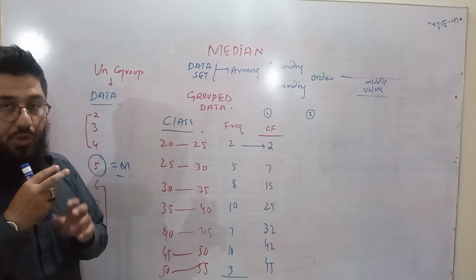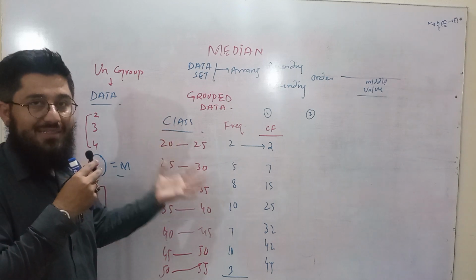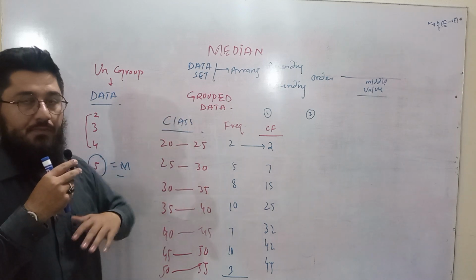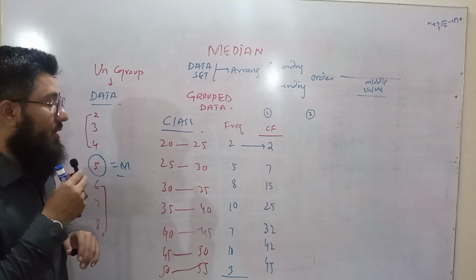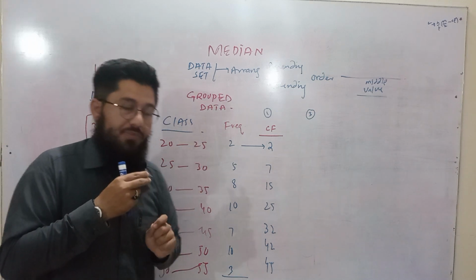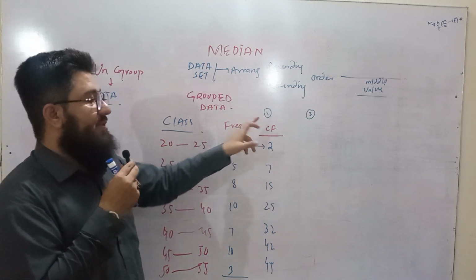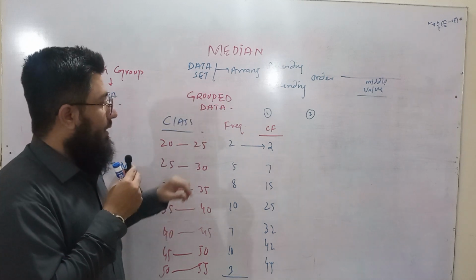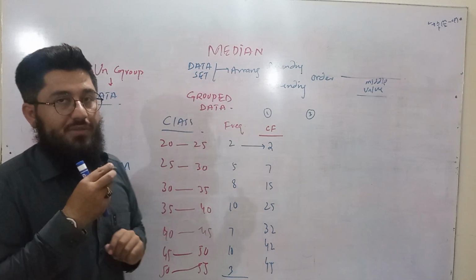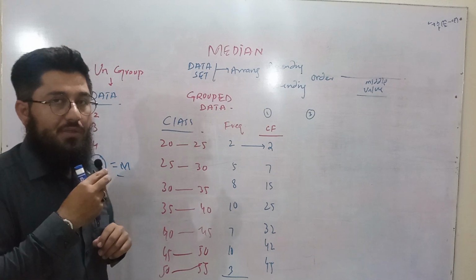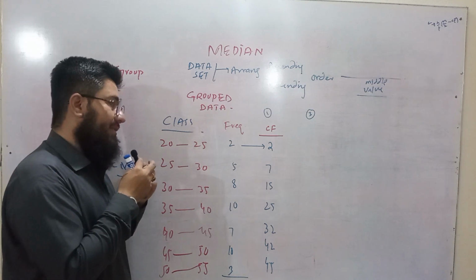The very first thing that you're going to do is just write this as it is on your answer sheet. After that, when you're going to solve this, the very first step is to find the cumulative frequency. Now, how to find this cumulative frequency? This is actually a very easy step.